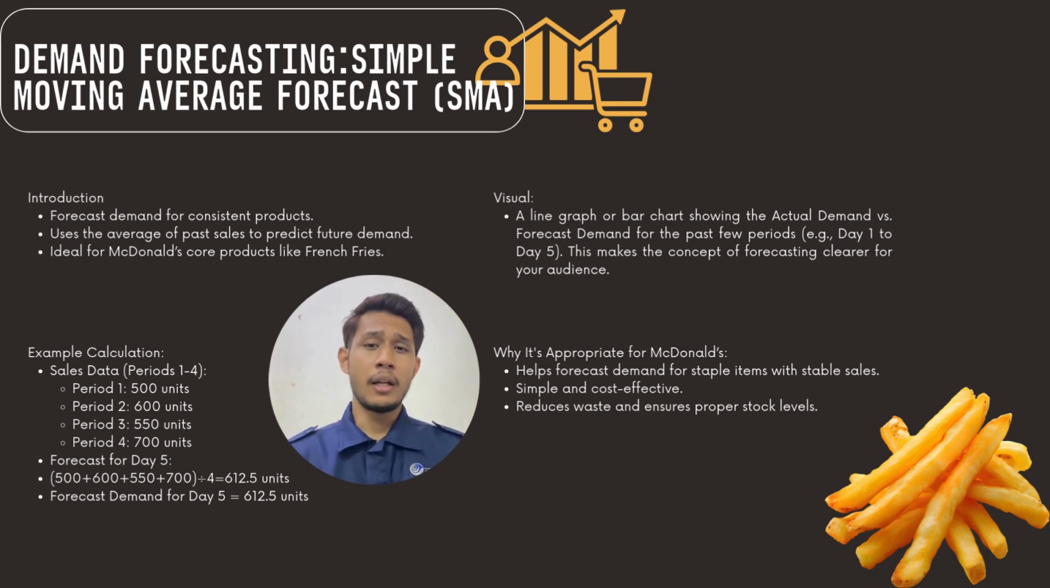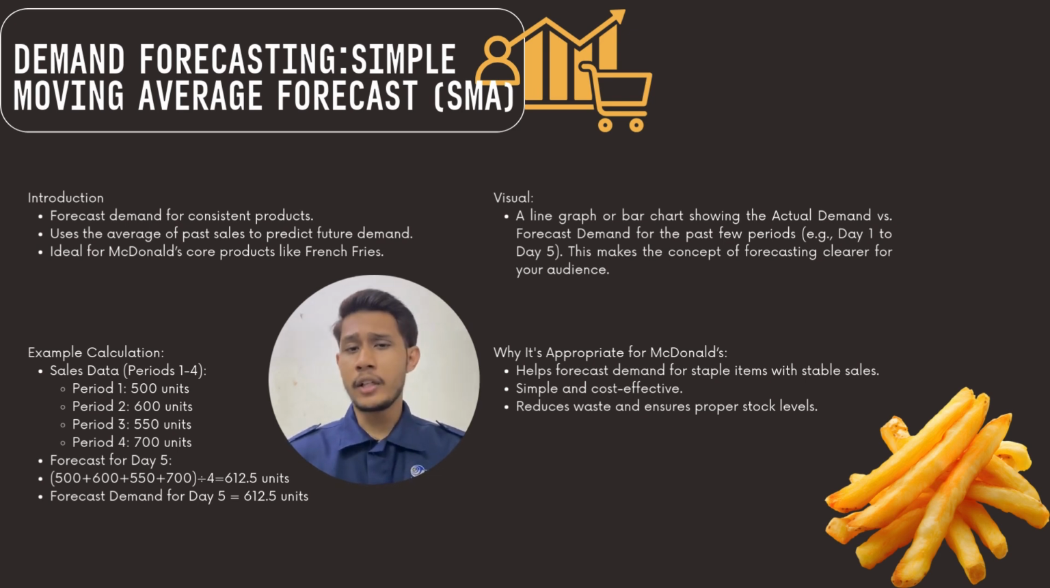For example, let's say we want to forecast the demand for French fries on day 5. We look at the sales data from the past 4 days. Let's assume the sales for day 1 to day 4 were 500, 600, 550 and 700 units respectively. To calculate the forecast, we sum up these values and divide by 4. So, the forecast demand for day 5 will be 612.5 units of French fries. We repeat this process for each period.